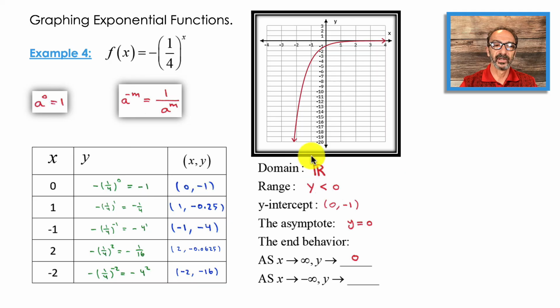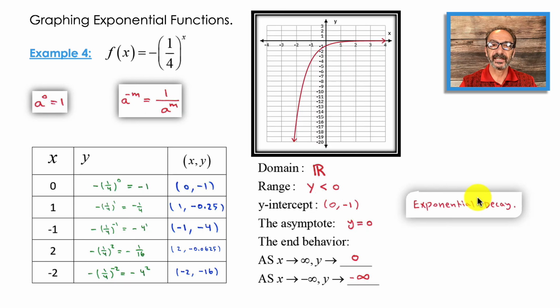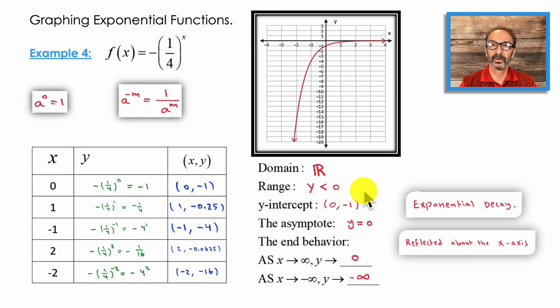In behavior, as x approaches infinity, the y values are approaching 0. And as x approaches negative infinity, the y values goes all the way down to negative infinity. So what you have here, we have an exponential decay and reflected about the x-axis. That should do it.